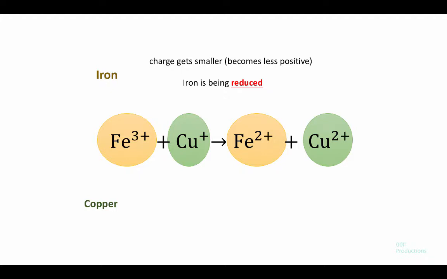Copper starts with a +1 charge and ends with a +2 charge. So its charge is actually getting bigger. It's becoming more positive. And that tells us that it is undergoing oxidation. Copper is being oxidized. So iron is undergoing reduction. It's the oxidizing agent, which causes copper to be oxidized. Copper is being oxidized. It gives its electron to iron. So it's the reducing agent that helps iron to be reduced.